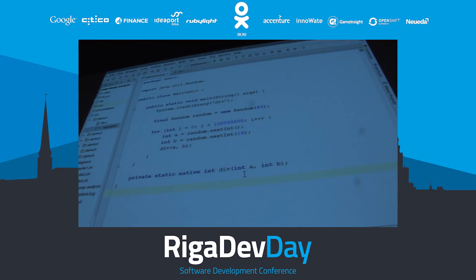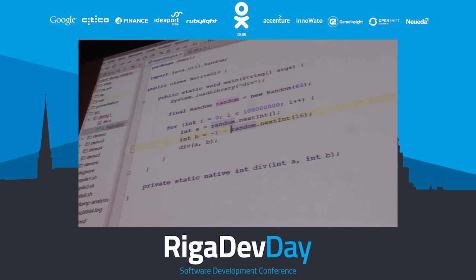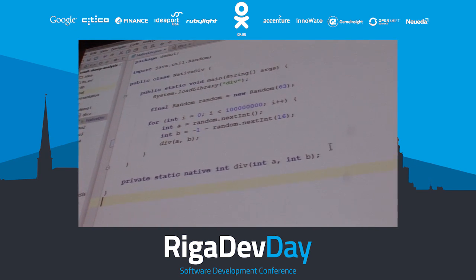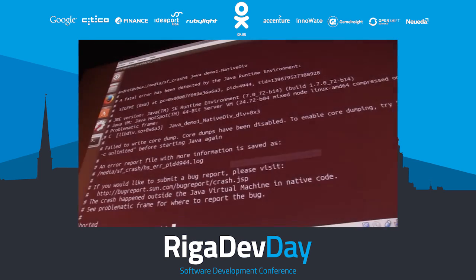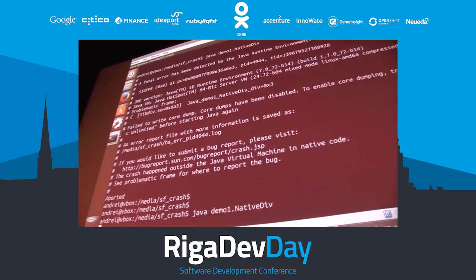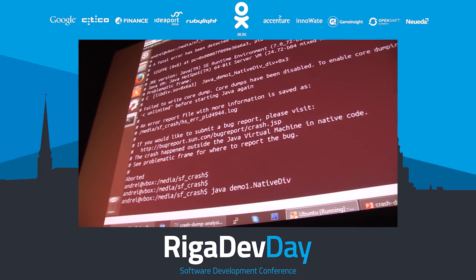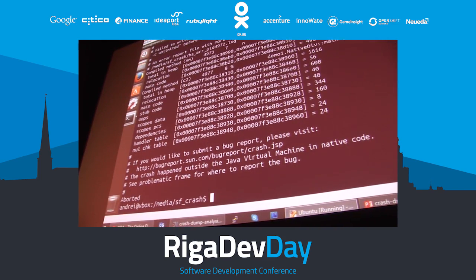Let's return to our example. Now we make sure that the divisor is never 0. For example, range it from -1 to -16. Recompile and run it once again. So no division by 0 should happen. It works for some time. And what the hell? It still crashes. Any ideas why?